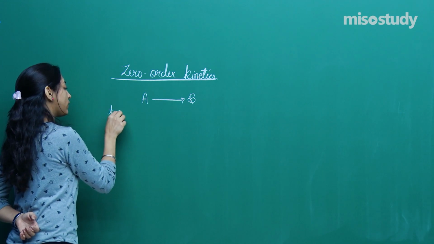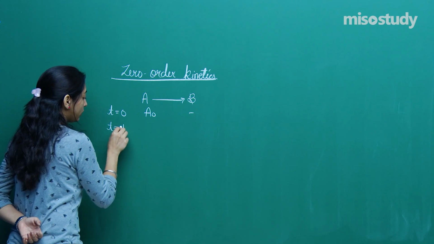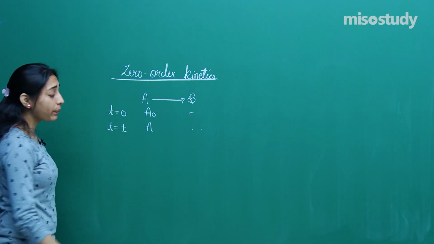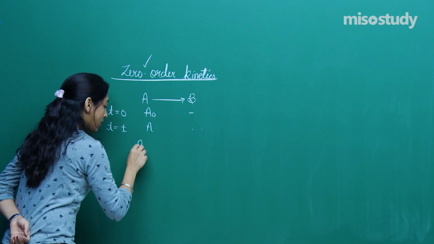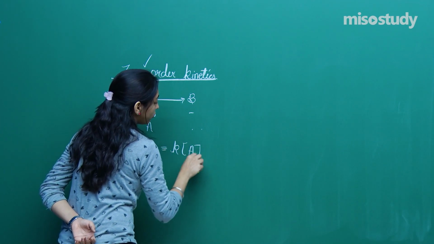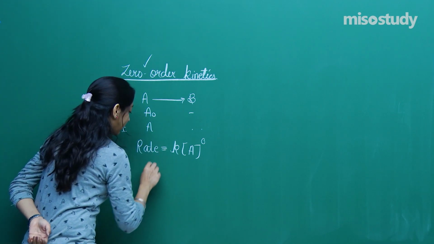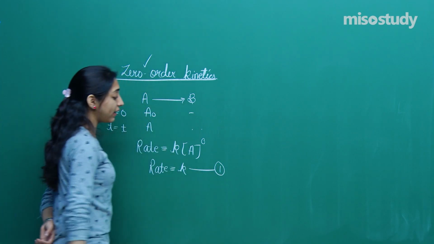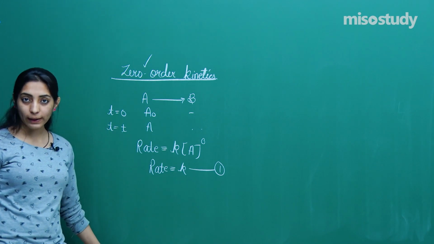At time t is equal to 0, this is A naught, this is nothing. At time t is equal to T, this is A, this is something, right? Now I'll say, we can simply write that since it's a zero order reaction, rate is equal to K into concentration of A raised to the power 0. So we can simply say rate is equal to K, because A raised to the power 0 is 1. So this is the first line that we have got, that rate is equal to K.